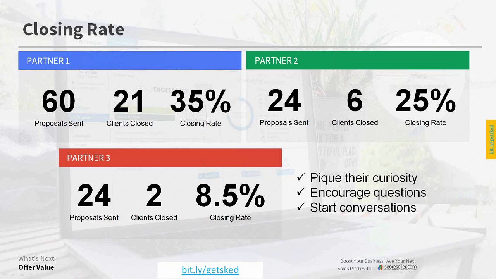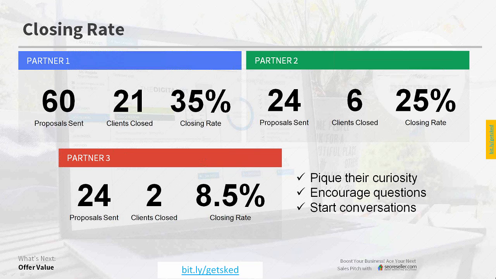So let's go to partner 1. Partner 1 actually created 60 proposals from their dashboard, and they engaged 21 new clients. They enrolled 21 new accounts with us this month. That gives them a 35% 30-day close rate.